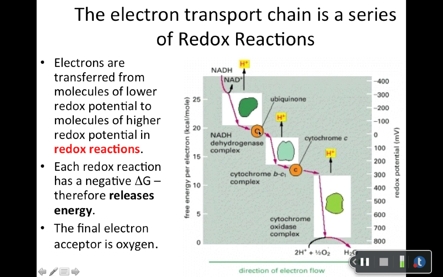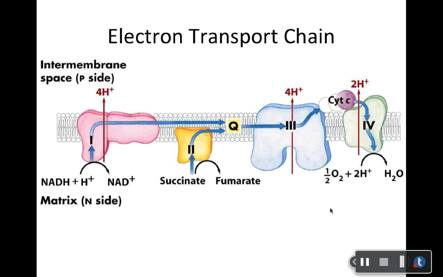That complex passes the electrons onto a carrier molecule called ubiquinone, abbreviated as Q. Q passes the electrons to the next complex in the chain, which passes them to cytochrome C, another small carrier molecule. Cytochrome C passes the electrons to the final complex, which passes them on to oxygen. So we have a series of enzyme complexes linked by small carrier molecules, each one with a higher redox potential than the previous one, so with a higher ability to bind electrons.